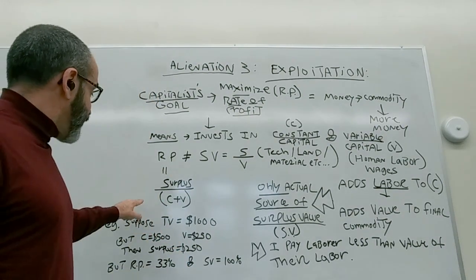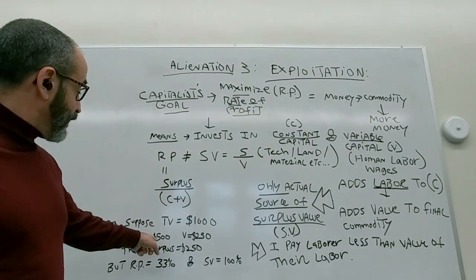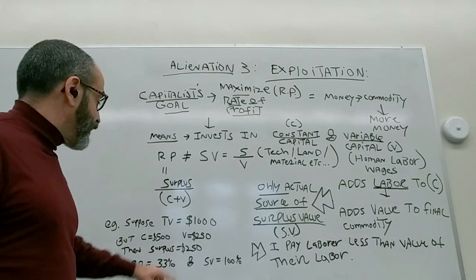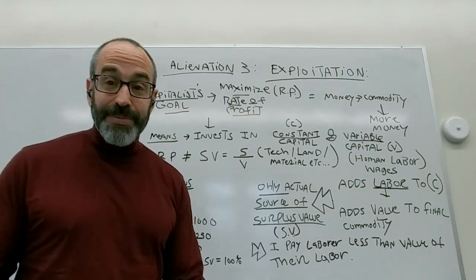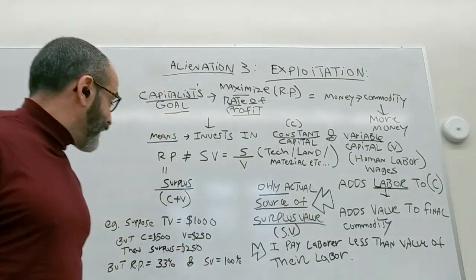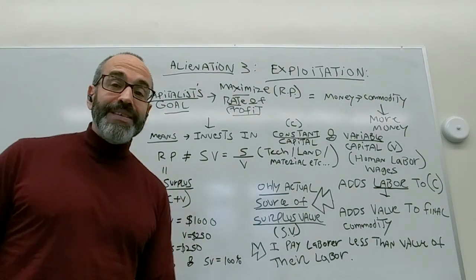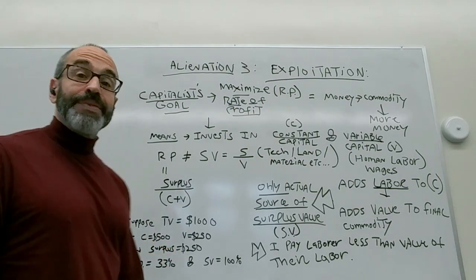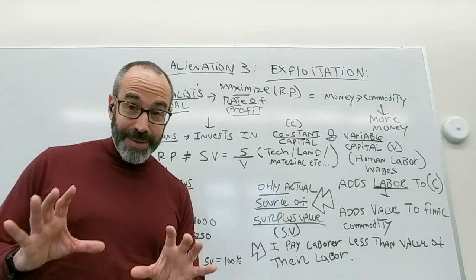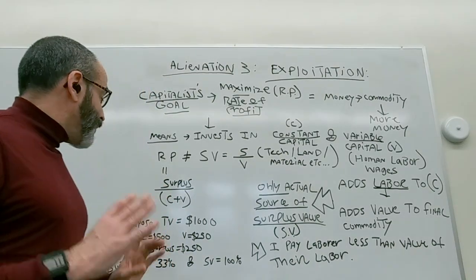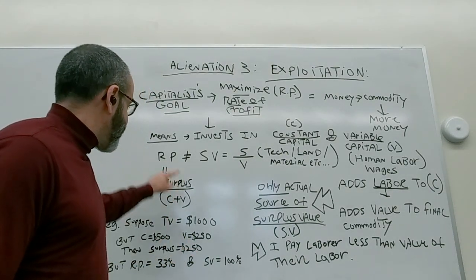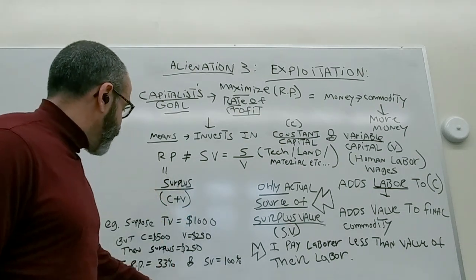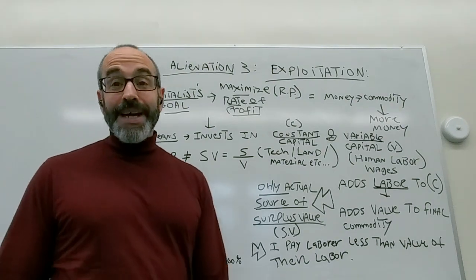So, if the TV's $1,000, but for each TV I needed about $500 for constant capital, and the total amount of wages I paid was $250, then, since I can sell the TV for $1,000, the total surplus value that went into it is $250. I gain $250 for each TV set. Now, what I have here is the surplus, 250 over 750, which means that I make a total rate of profit of 33%. Not bad.